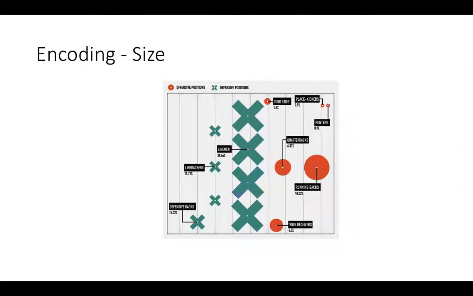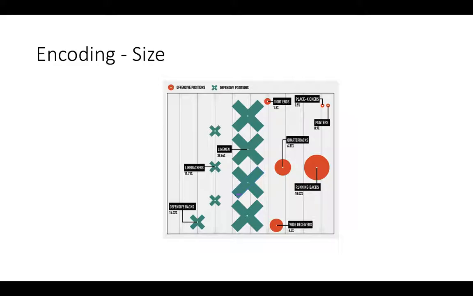Another type of encoding that I did was size. So you can see here that the larger the marker, the more players have CTE. So that's a quick way for the users to look and say, oh, hey, punters are so small compared to linemen. I can tell this position must involve a lot of contact, and thus that's why the players are more likely to get CTE.